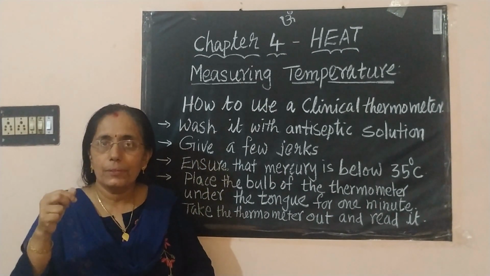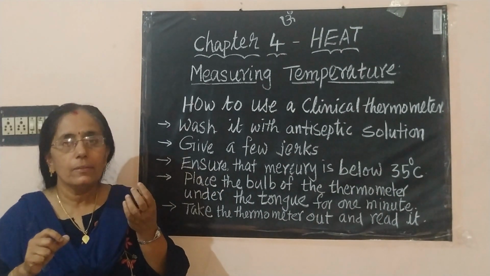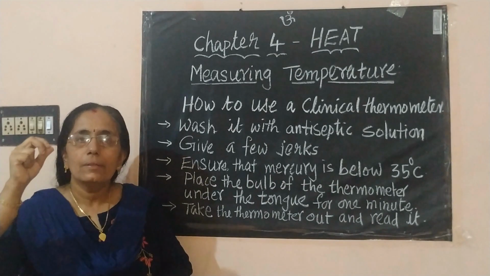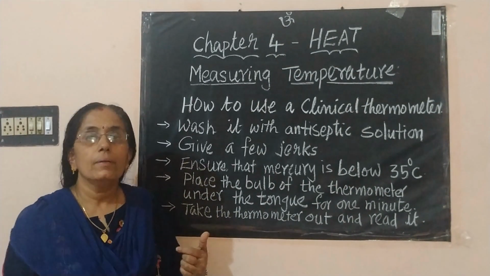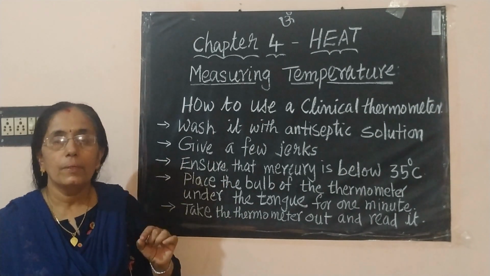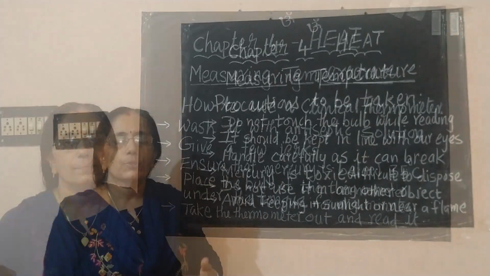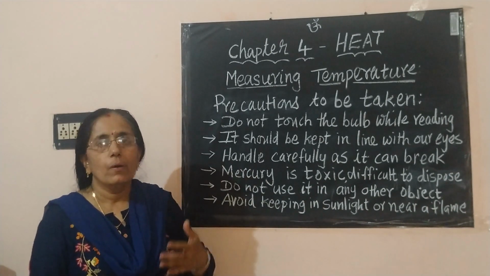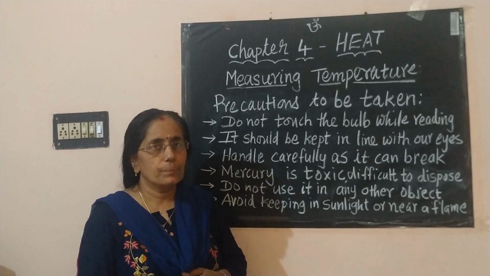While taking the thermometer, make sure that we do not touch the bulb of the thermometer. Hold it by using the glass tube only. The level of the mercury in the capillary tube gives the temperature of the person. Students, now we will see what precautions are to be taken while reading and handling a clinical thermometer.